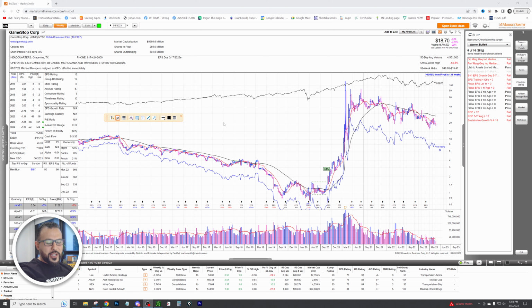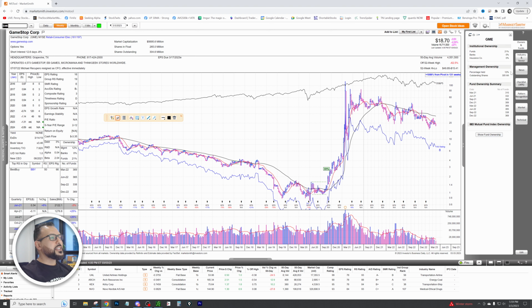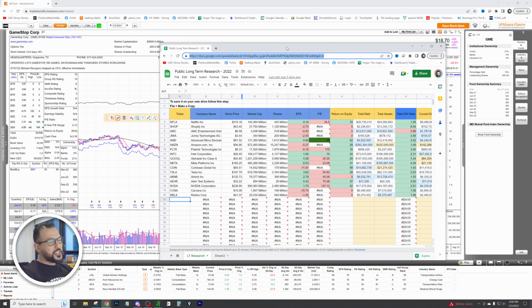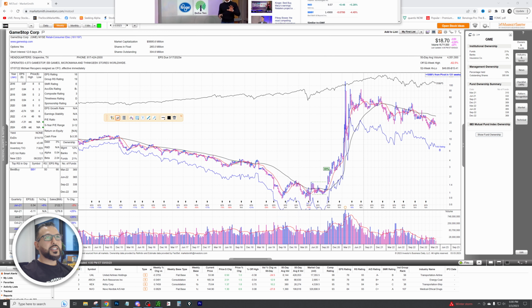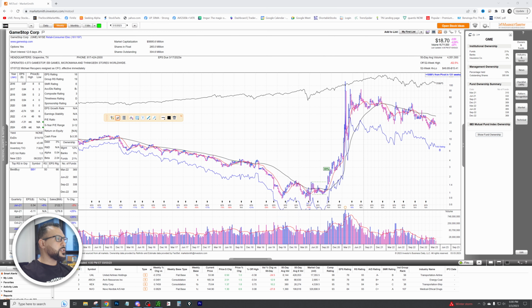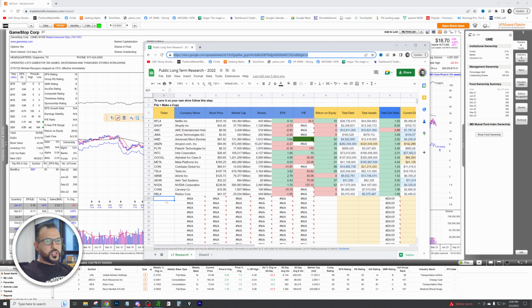So we got our handy dandy MARKETSMITH tool, which is going to tell us all the information we're looking for, exactly what we need to make a decision on whether we need to buy this stock for the long term. We also have our handy dandy Excel sheet. It's going to give us all the good information. And of course, we have Yahoo Finance to help along with all of that. All right, so first and foremost, we're going to use our Excel sheet here. We're going to plug in GME.